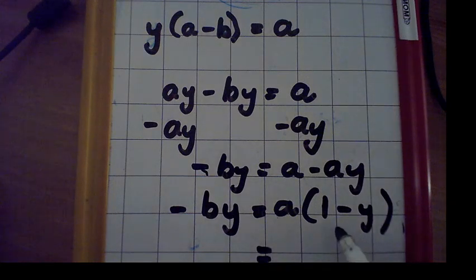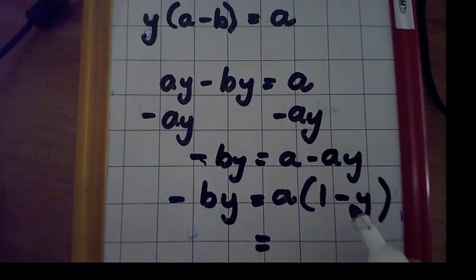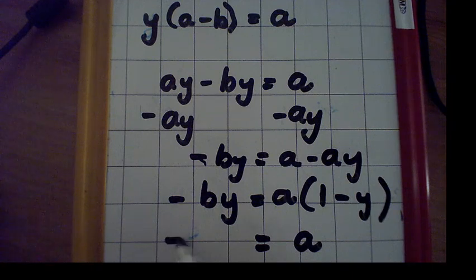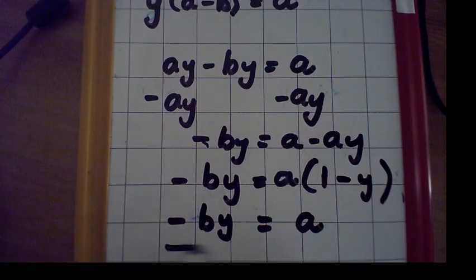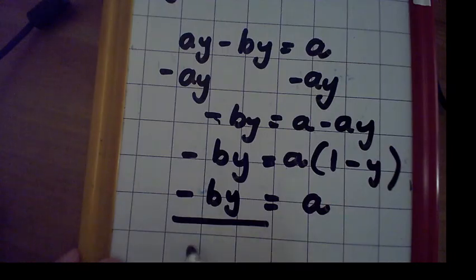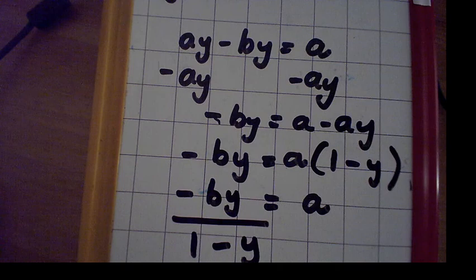Now, how do you get rid of a 1 minus y here? Remember, this means times. We're not going to expand the bracket because we wanted a on its own. So we're going to divide by 1 minus y. So now I've got a left all by itself here. And this side, I've got minus by all over 1 minus y. And there we go. a is now the subject of the formula.